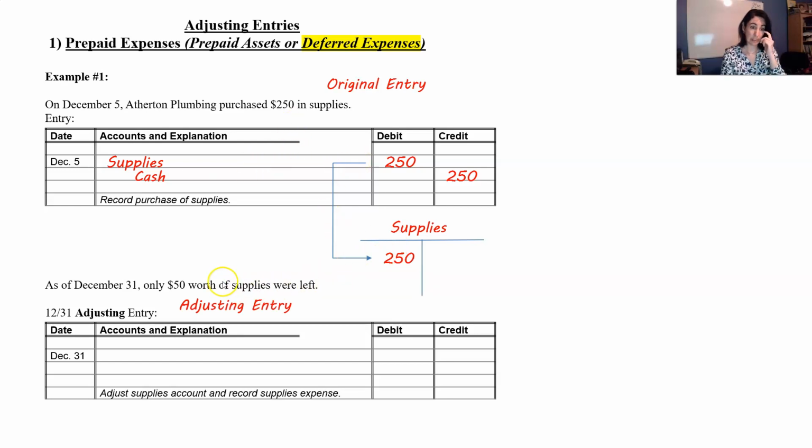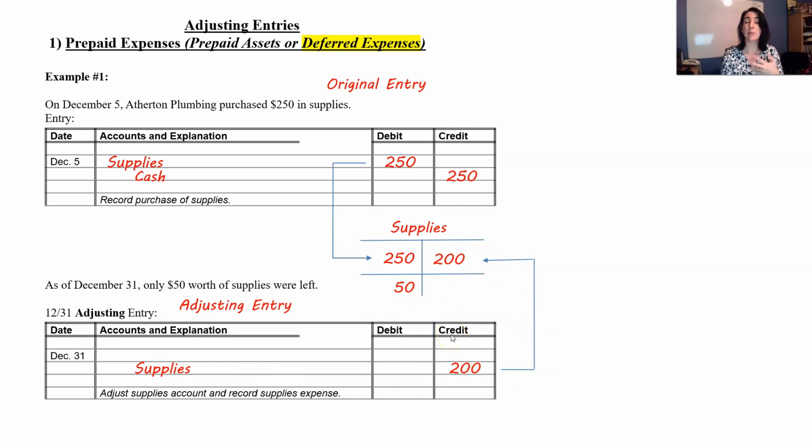Now let's look at the adjusting entry down here. It says as of December 31st, only $50 of supplies are left. So we had $250, we used some during the month, and we have $50 left over. So if that's the case, what we have to do is credit. The adjusting entry is to reduce the supplies account by $200 so that now supplies is $50, which is correct. That's the amount of supplies I have left.